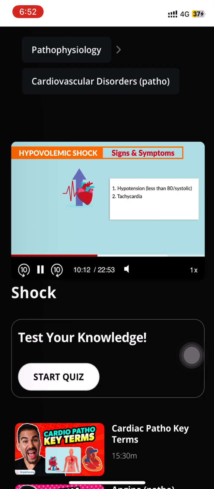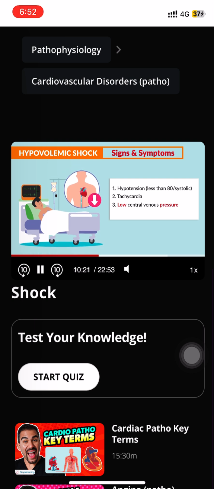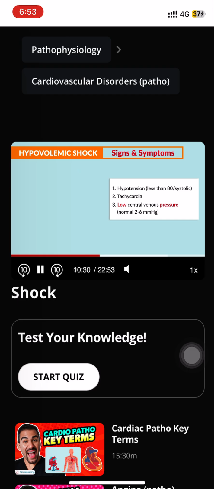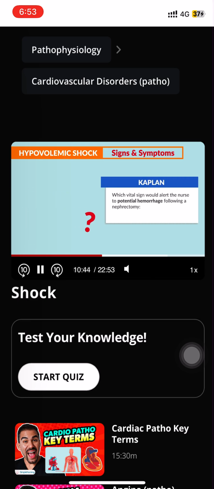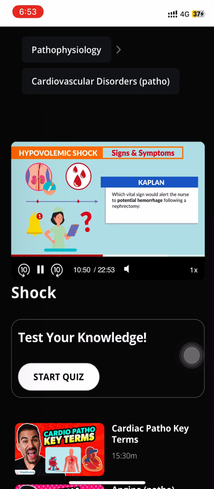Number 2 is tachycardia, due to the compensatory mechanisms to maintain the cardiac output and perfusion. And number 3 is a low central venous pressure, normally between 2 and 6. So anything less than 2 typically means your client is through. Now another classic sign of hypovolemic shock is a low urinary output due to the fluid volume loss. So just think 30 mLs per hour or less means the body is in distress. So Kaplan mentions, which vital sign would alert the nurse to potential hemorrhage following a nephrectomy, or basically kidney removal? A heart rate of 110.